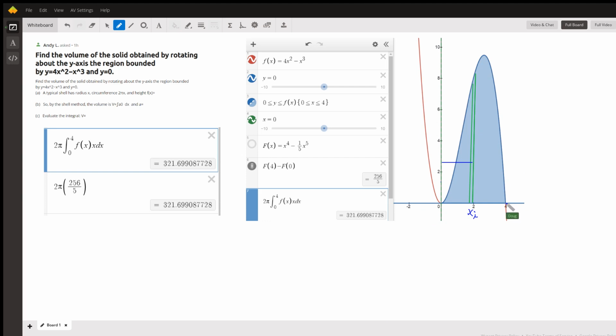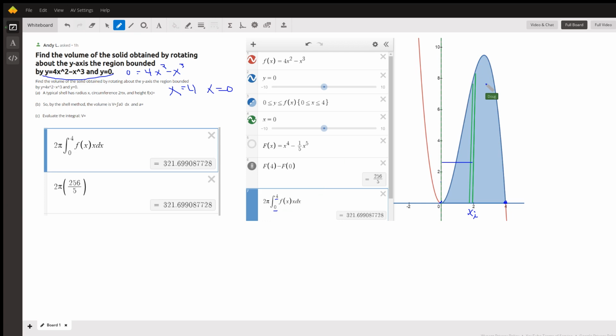And to find out what this point is right here, we have to say, when do these two graphs intersect? So if you set y equal to 0 and solve this equation, 0 equals 4x squared minus x cubed, you can find out that that equals 0 when x equals 4 or when x equals 0. And that gives us the endpoints of the definite integral. And there we go, 0 to 4.